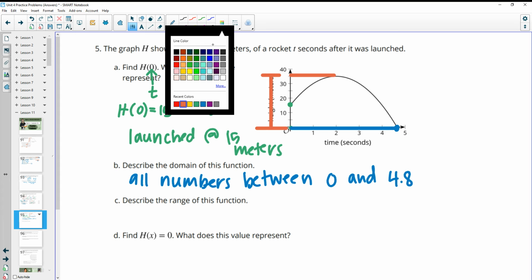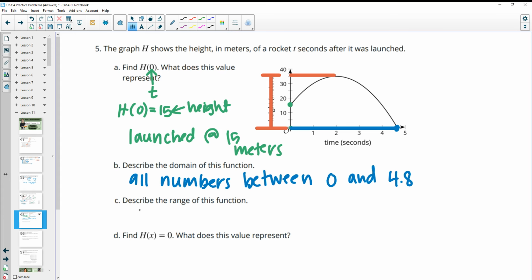So in this case, and heights again can be decimals. So this one is going to be all numbers between, and we see that it goes all the way down to 0 and goes up to about 35. So all numbers between 0 and 35.